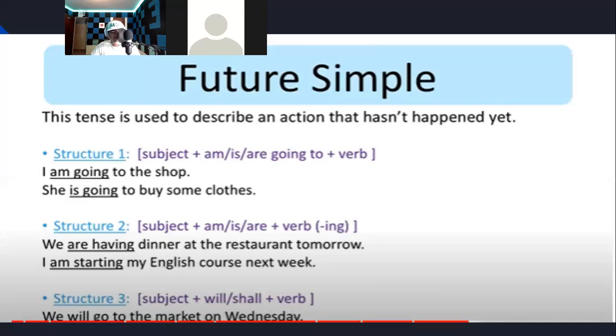These are the structures. These are 3 ways you can say something in the future is going to happen. It's going to, it will happen. This is future. It will happen.